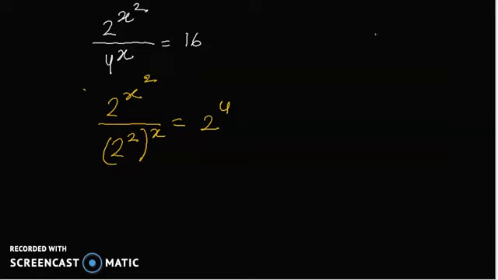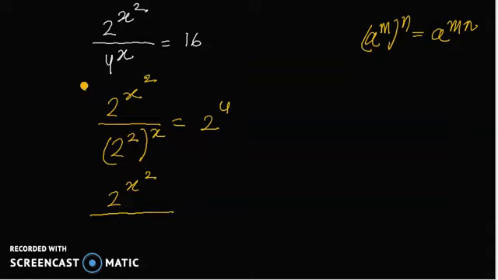Now a raised to power m whole raised to power n, as we know, is a raised to power m times n. So we can write this 2 raised to power x raised to power 2, and here we can write 2 raised to power 2 times x, that is 2x, using this formula, and this is also equal to 2 raised to power 4.